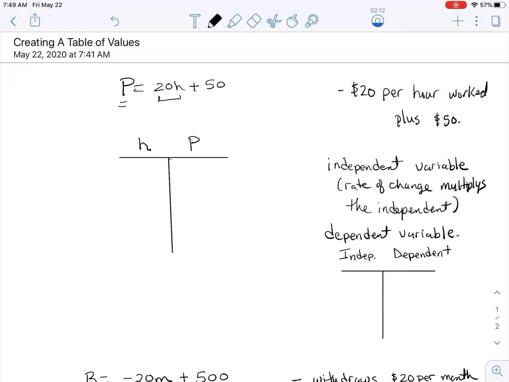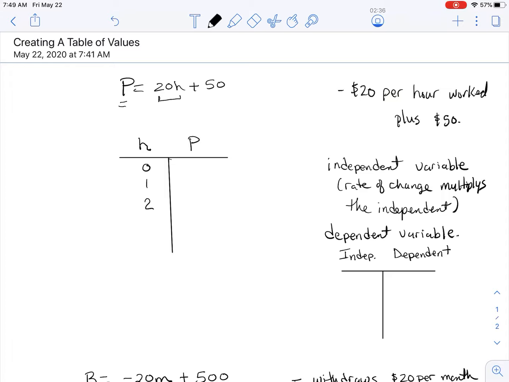So when creating a table of values, what you want to do is get some values to see some data about your equation. Always having 0 as the first one is good, and I'm going to talk about that in a second. You can choose what you're going to go up by. You can go up by 1s, 2s, or 4s. We're going to go up by 1s in this video, so I'm going to go 0, 1, and 2.